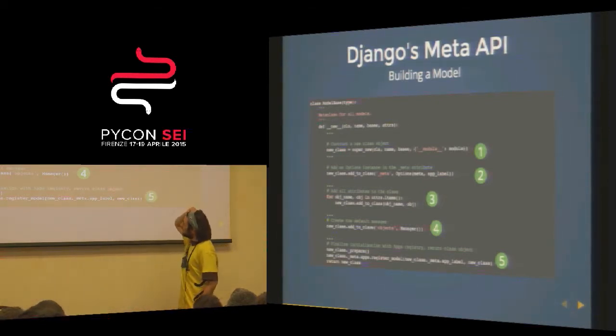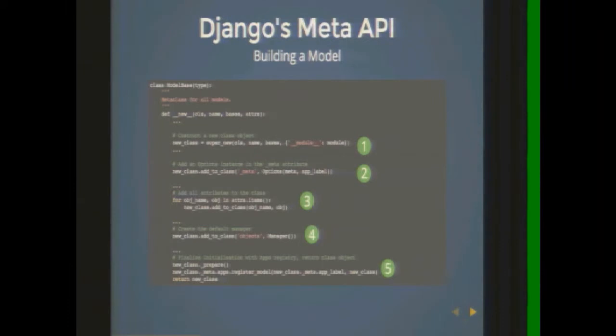So the first step is to create a new class object. This is not a class instance, it's an actual class object in itself. It's basically calling the super, in this case the super new of ModelBase. The second step is to add the options object with all the information taken from the class Meta, which is a class defined inside your models. You usually use this for plurals and most of the metadata of the model. In this case, it's pulled out from your model and added inside this Options class, which is the class that we use throughout the system.